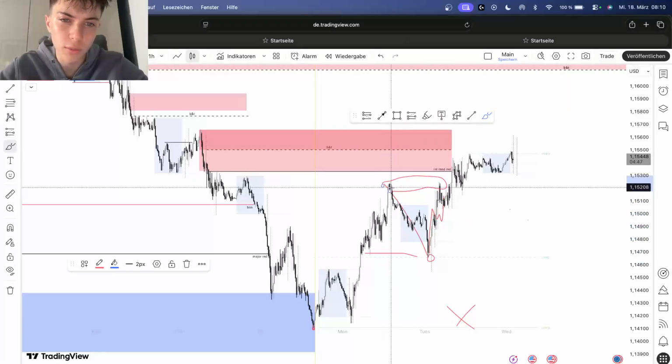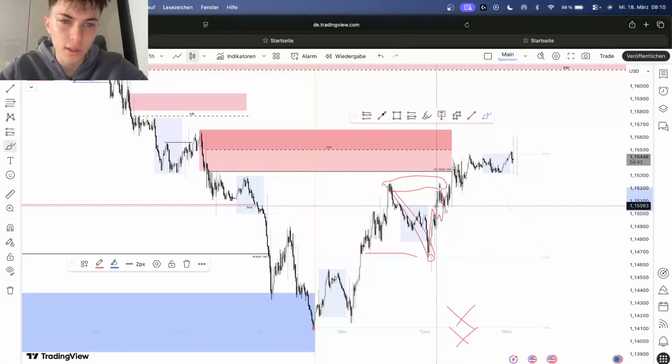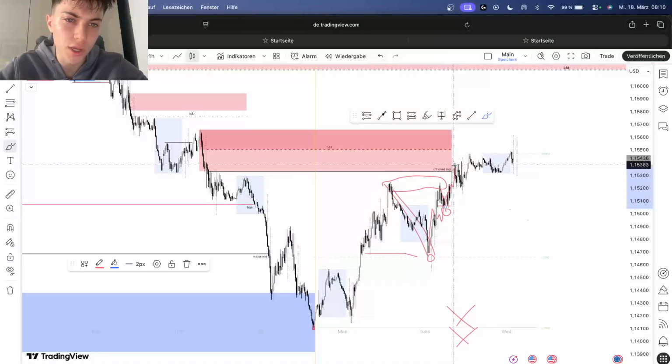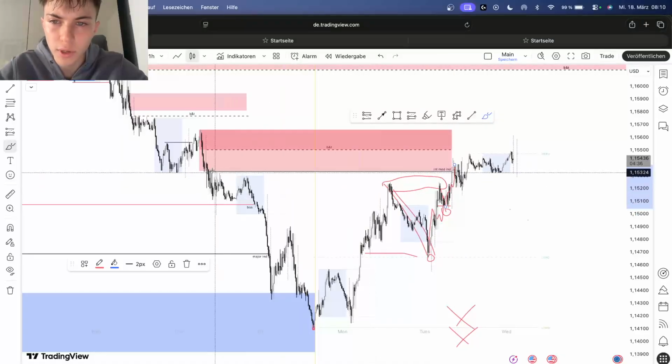Why it's a weak supply? Because it failed to create a low. I expected a reaction inducement towards the downside and a follow through, which gave me the possibility to sell after having that internal medium inducement.